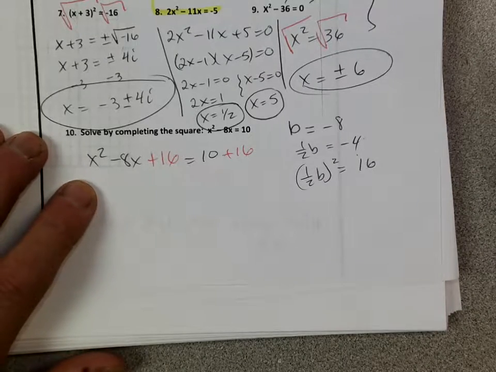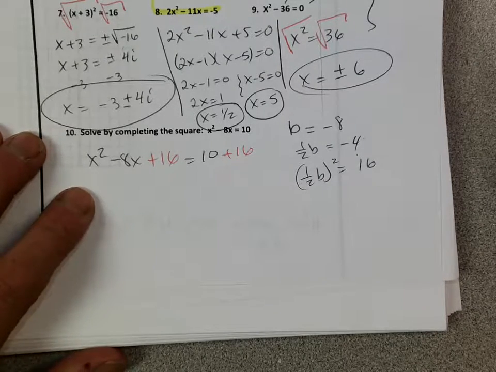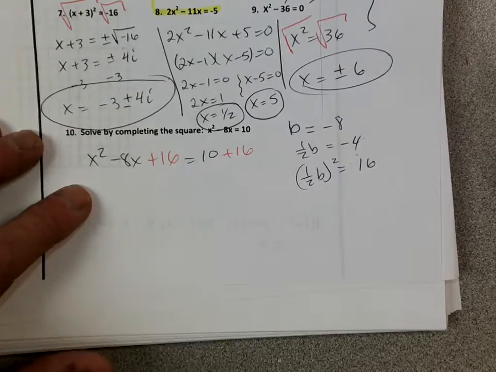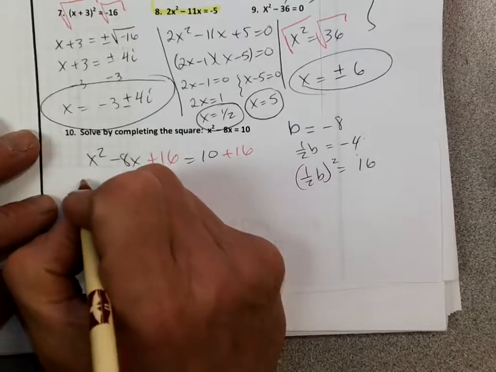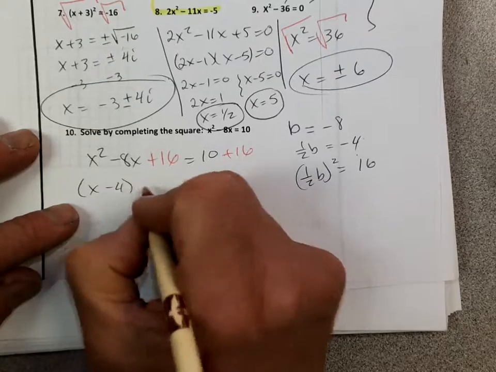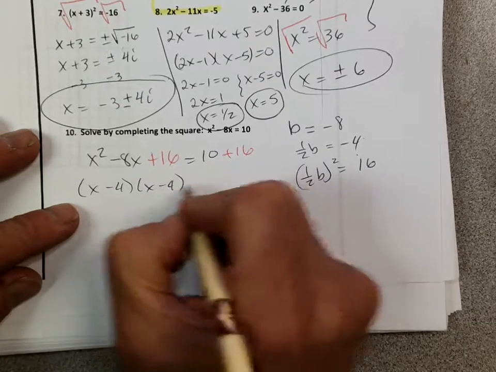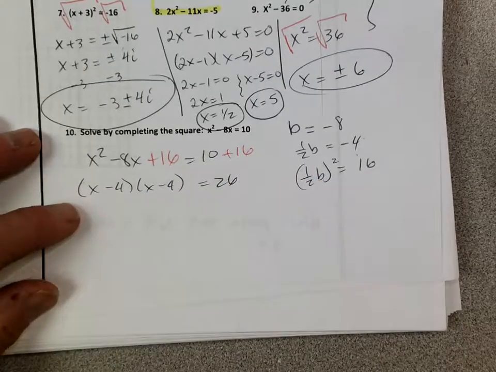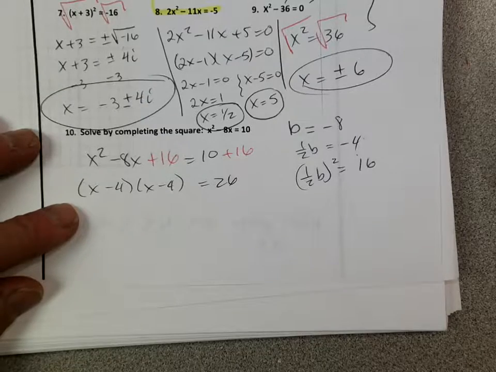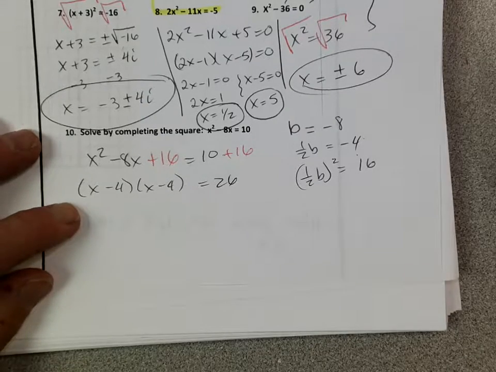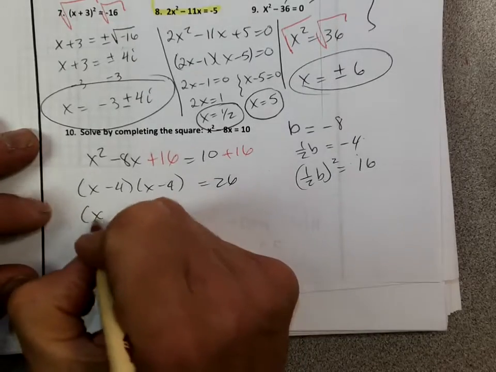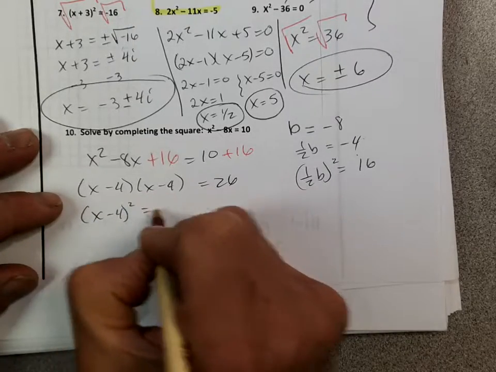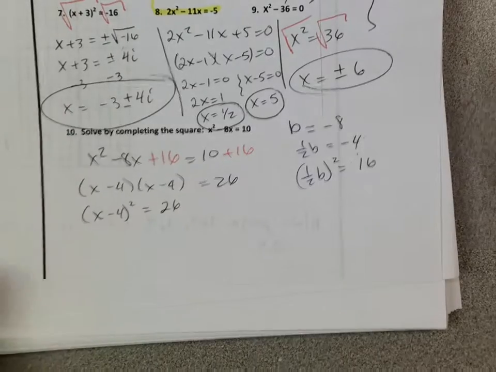All right, what's step 5 say? Factor, and this will factor. That's why we do this whole process. X minus 4 equals 26, right? And then I can rewrite that as x minus 4 quantity squared equals 26. Okay, we're almost done. We're ready to solve now, okay?